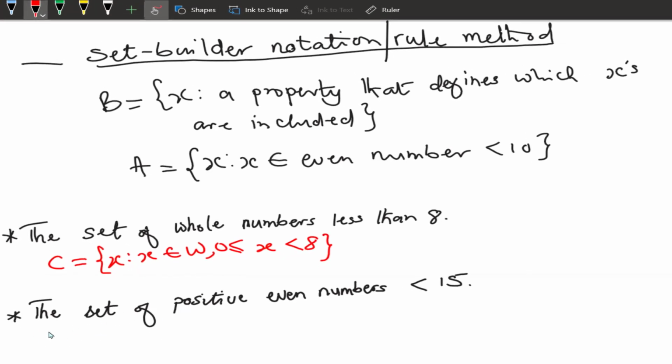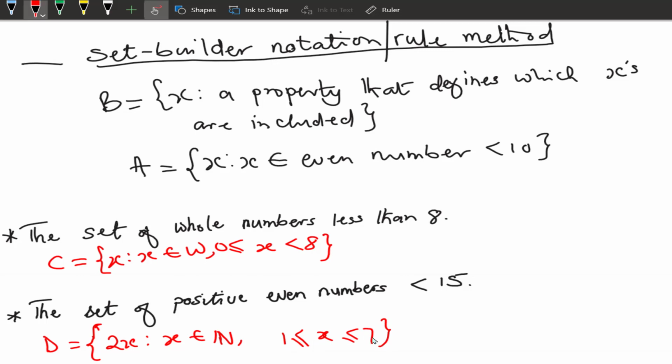So for the second problem, the set of positive even numbers less than 15. Even numbers in algebra are denoted by what? 2x. So 2x is such that x is a natural number, where x is less than or equal to 7 and greater than or equal to 1.